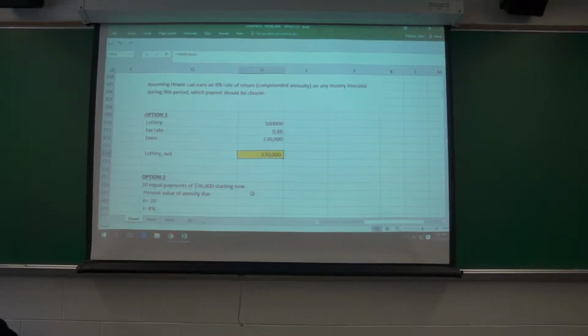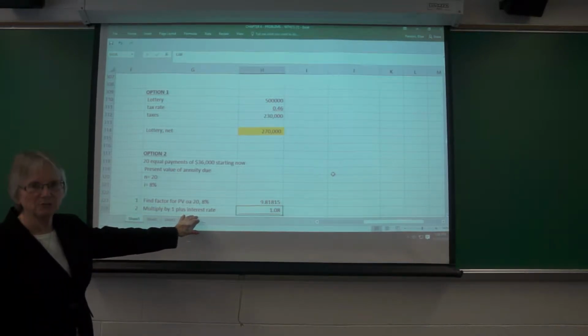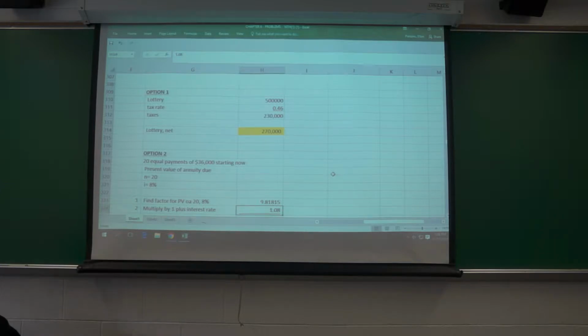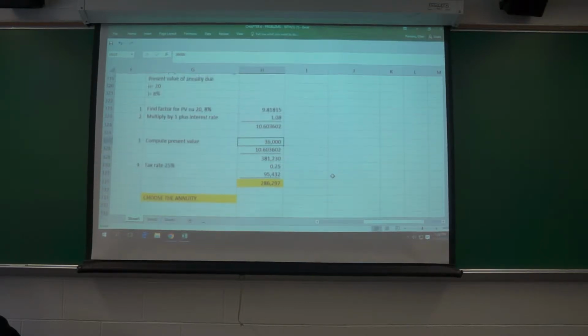So you're looking for the present value of an annuity due with n equal to 20 and the interest rate of 8%. You just go to the regular old present value of an annuity table, you find the factor, but then you have to multiply it by 1 plus the interest rate, and this takes care of the annuity due part. That adds the extra time period that you need there because the payment happens at the beginning of the period. So this gives you the factor that you should use of 10.603602. So you compute the present value with the $36,000 payments.